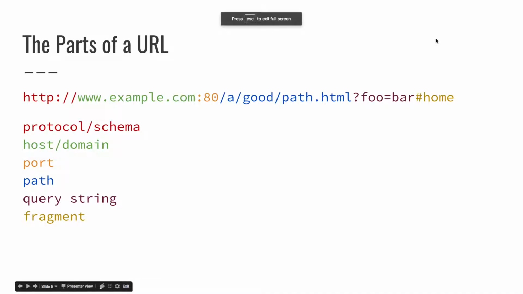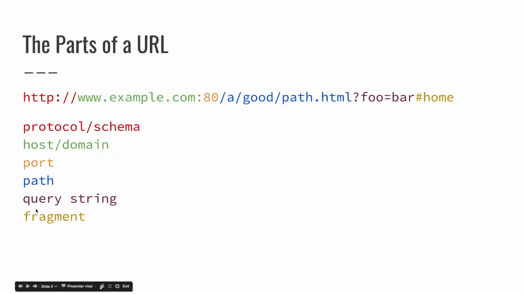So okay, we've got the protocol, we've got the domain, we've got the port. The next thing in blue is the path. This is where on the server we are requesting the thing. In this case, it's in a folder called a, which is in another folder called good, which inside of it has a file called path.html. So this is what you're actually requesting on that server, on that port, given that protocol.